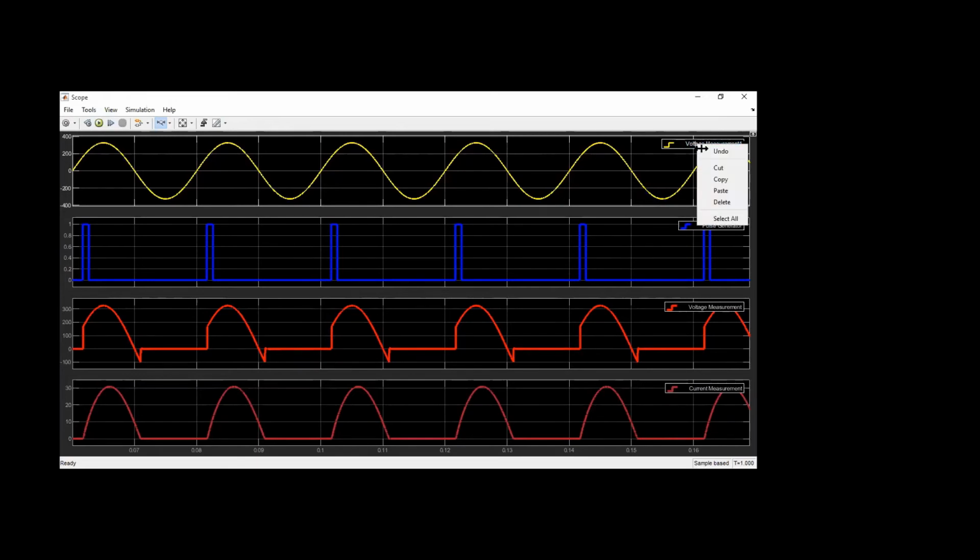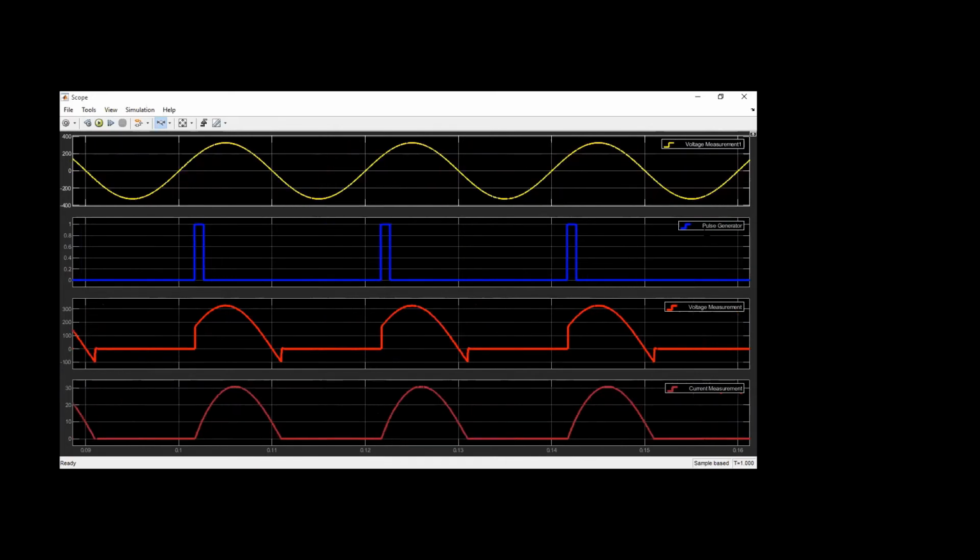Okay, so the first one is voltage measurement, the second one is the pulse generator, the third one is output voltage. In the scope you can write output voltage, input voltage, even the pulse generator of input, then output current. So everything can be written. So what we have done: first we have seen how to design a circuit, and then how to process the result.